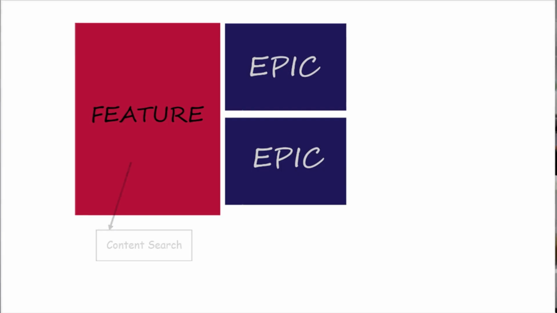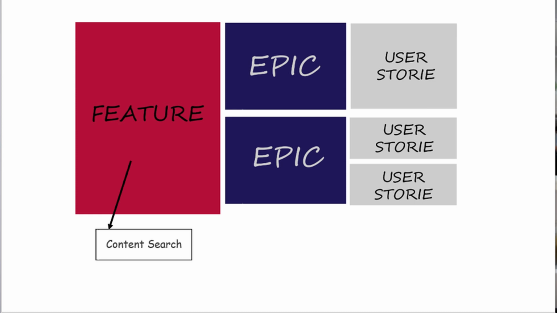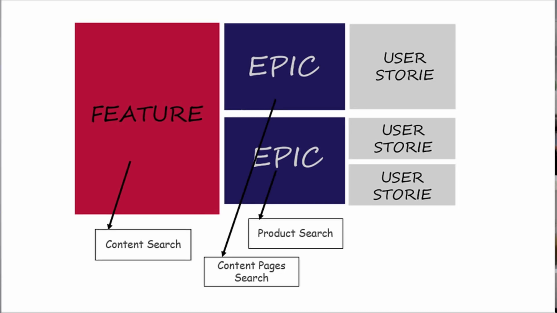An example of a feature might be implementation of search on the website, any content search. An epic is a work item of a smaller size that, in its turn, can be broken down into several user stories. Typically, it takes several sprints to fully implement an epic. An example of an epic that belongs to our feature might be implementation of product search or implementation of content pages search. A user story is the smallest unit of work in an Agile framework.